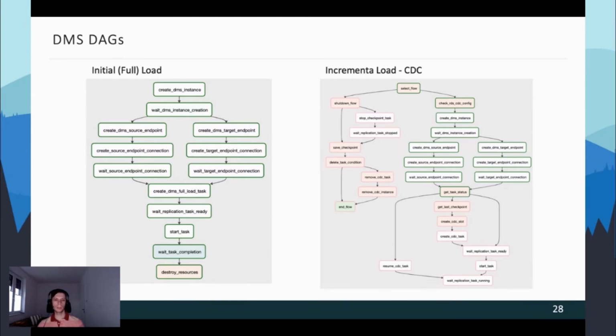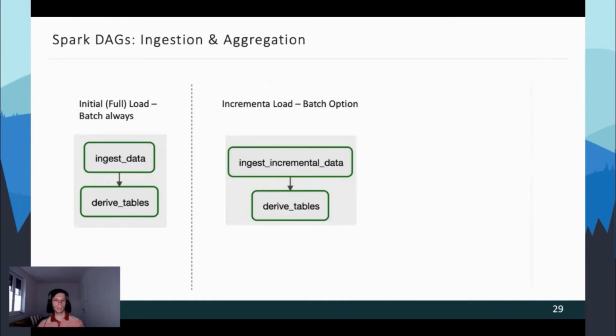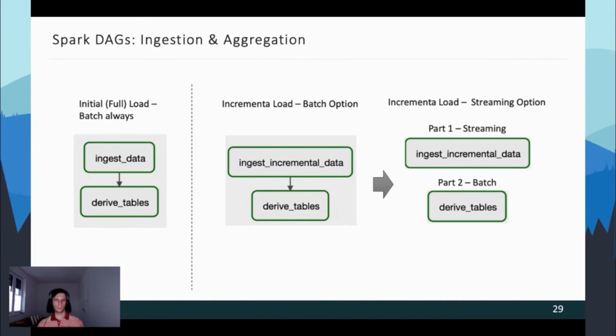It's rather detailed, but if we compare with the Spark DAGs, they are quite simple. The reason is that a Spark job is a program that you trigger, and this program can be of any complexity inside. From the Airflow perspective, we just have a command like spark-submit to trigger this Spark job somewhere in the cluster, so we have just one task. This is the initial load DAG, where we trigger 2 jobs, like ingest data and derive tables. Incremental load is similar, 2 steps for 2 Spark jobs. For the streaming option, it is just split into 2 different DAGs, each with 1 task only.